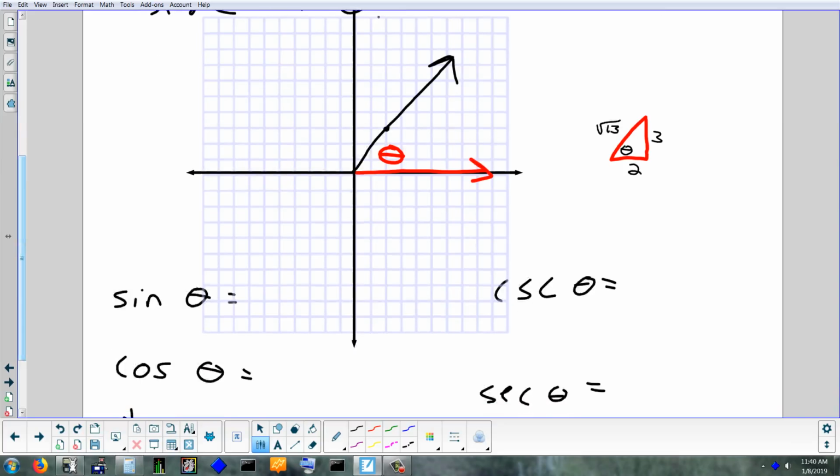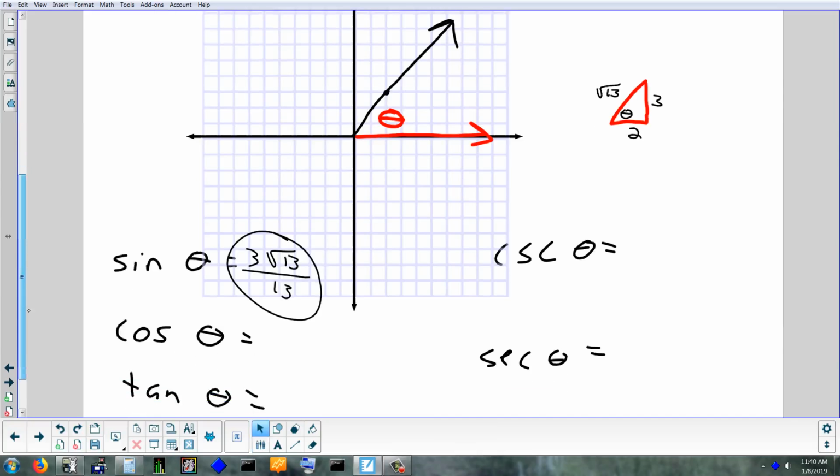Connor, what would the sine be here? For theta, the sine would be the opposite over hypotenuse, so 3 over the square root of 13. So he said 3 over the square root of 13, and I fixed it so the root wasn't in the bottom. 3 root 13 over 13. Rebecca, how about the cosine?